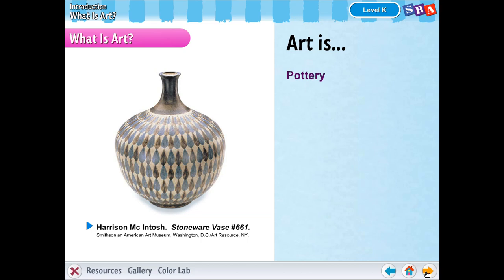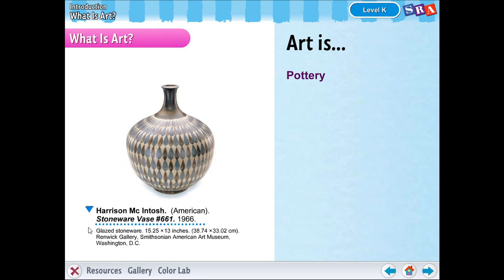Art is also pottery. And we've used pottery and clay. You might have some of these things in your house. You might have a coffee cup or a vase or a flower pot. That is considered pottery. Or when you play with your Play-Doh, that is a type of pottery. If you made something out of it and created a container, that's pottery.